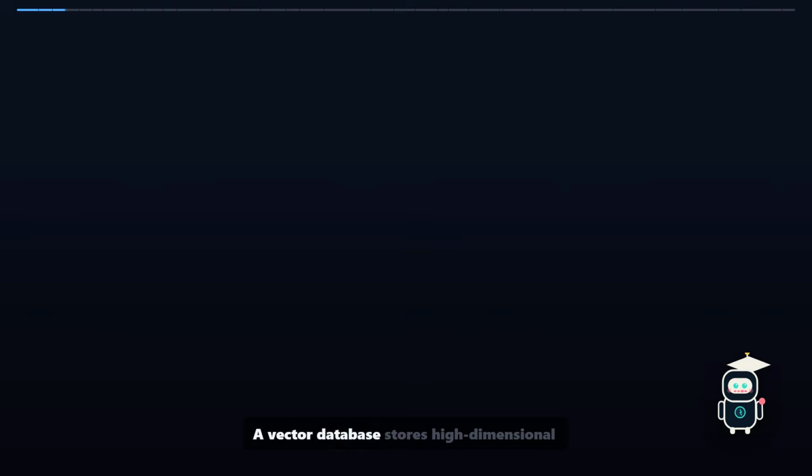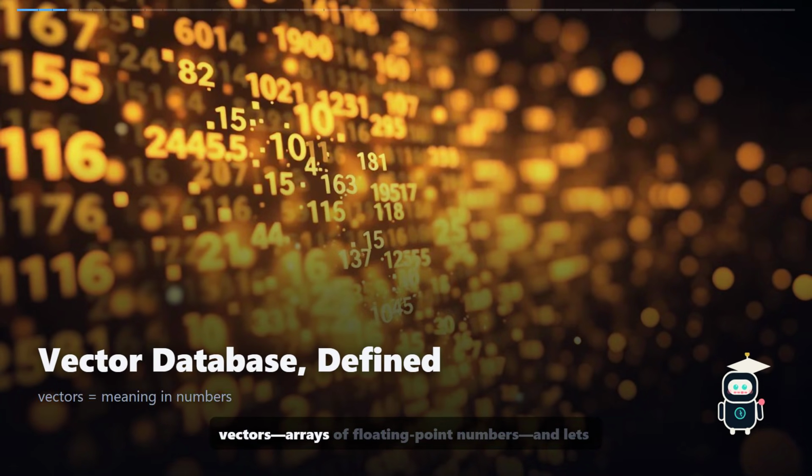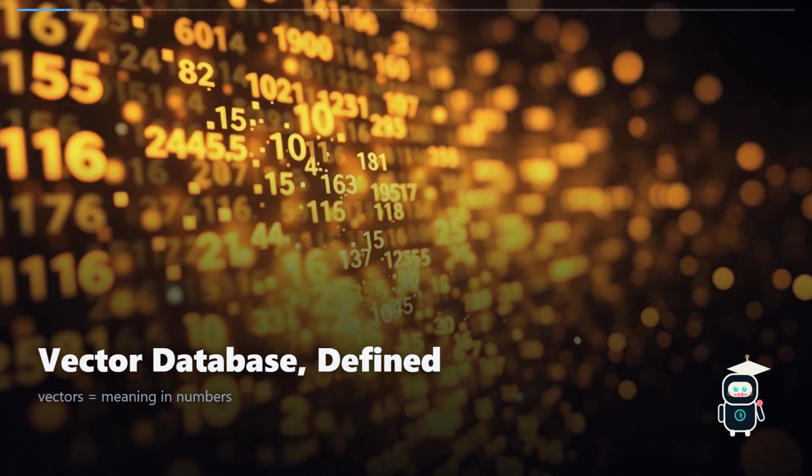A vector database stores high-dimensional vectors, arrays of floating point numbers, and lets you search for similar items using approximate nearest neighbor algorithms. Not exact keyword matching. A traditional database looks for where status equals open. A vector database asks, what's nearby in meaning?